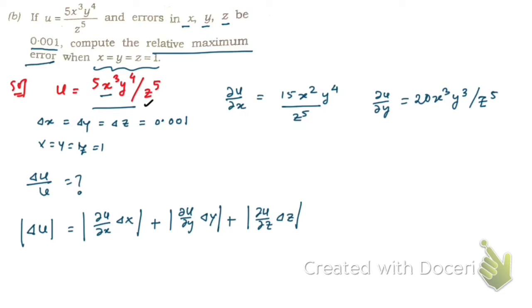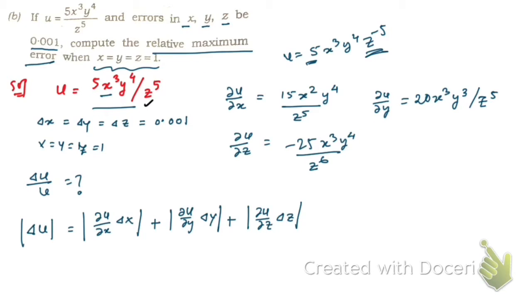Now what if we find del u by del z? If you differentiate this, u can be written as 5x to the power 3 y to the power 4 and z to the power minus 5. We can write that way. So in that case, if you differentiate this, it's going to be minus 5 times 5, minus 25, then x to the power 3 y to the power 4, then z to the power minus 5 minus 1, that's going to be minus 6. That is what we have got. So this whole thing is divided by z to the power 6, right? We can write that way.